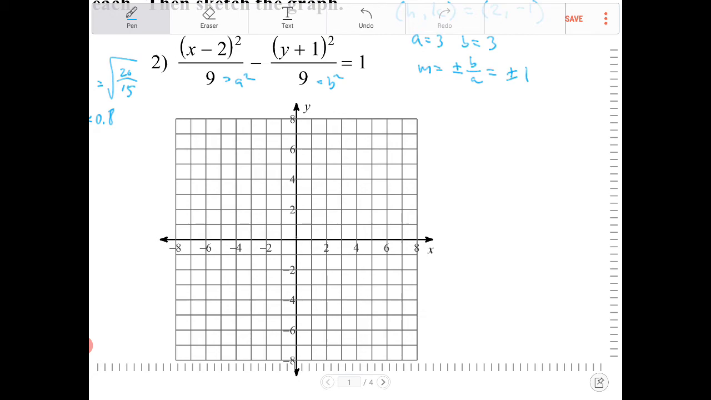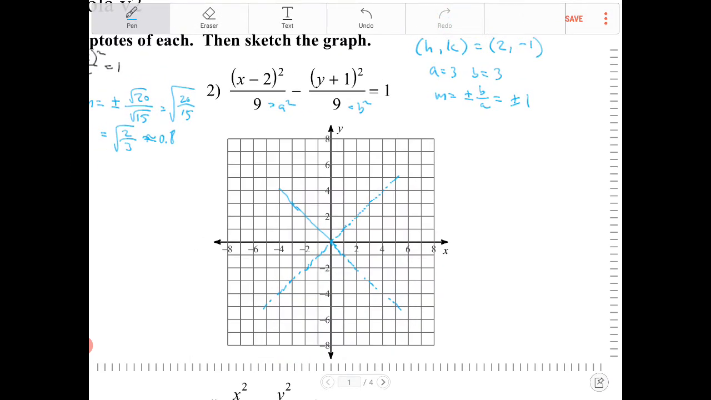So if I do this, I'm going to put in the dashed line passing through with a slope of plus or minus 1. And over here, same thing, and over here. All right. And what I can do is actually, no, I apologize. The center is located at (2, -1). Sorry, so I've got to redo this.